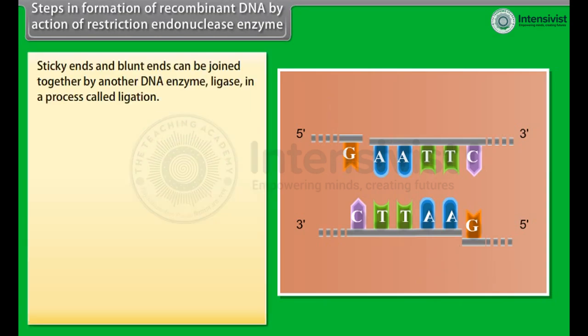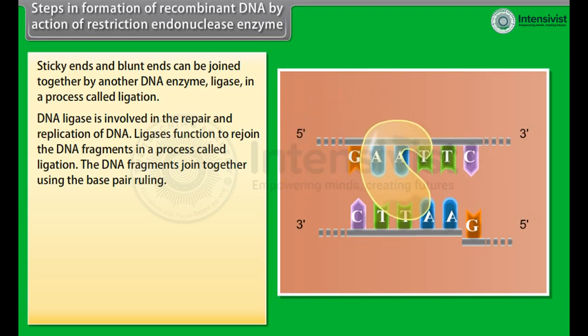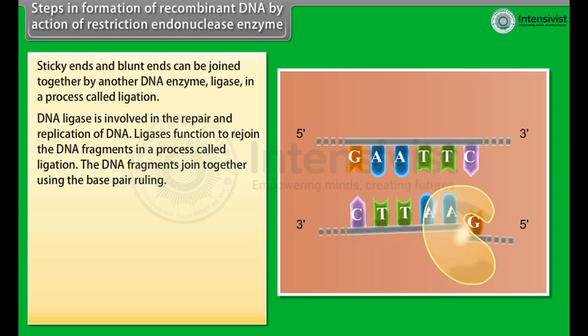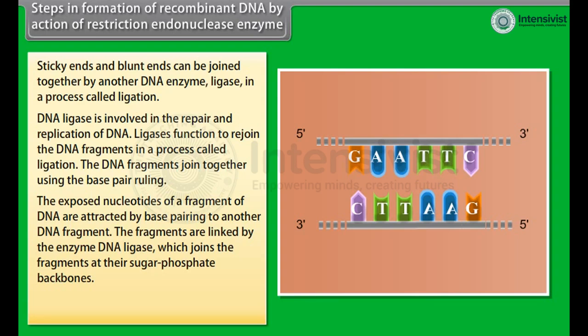Sticky ends and blunt ends can be joined together by another DNA enzyme, ligase, in a process called ligation. DNA ligase is involved in the repair and replication of DNA. Ligases function to rejoin the DNA fragments in a process called ligation. The DNA fragments join together using the base pair rule. The exposed nucleotides of a fragment of DNA are attracted by base pairing to another DNA fragment.